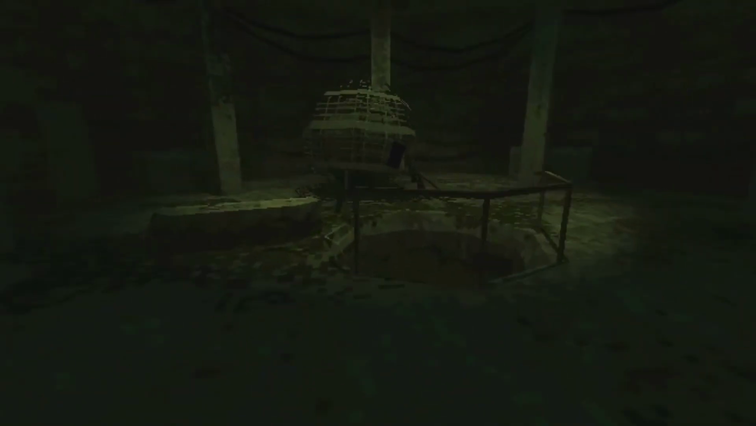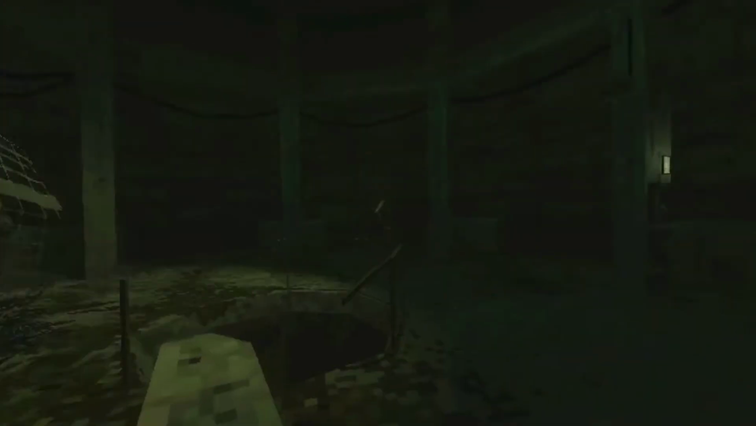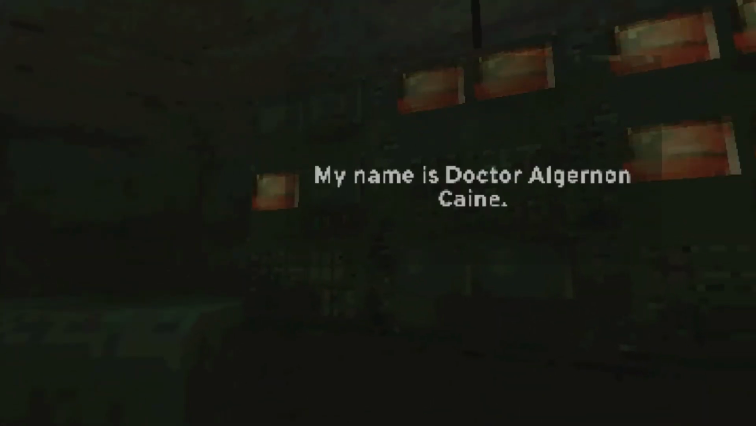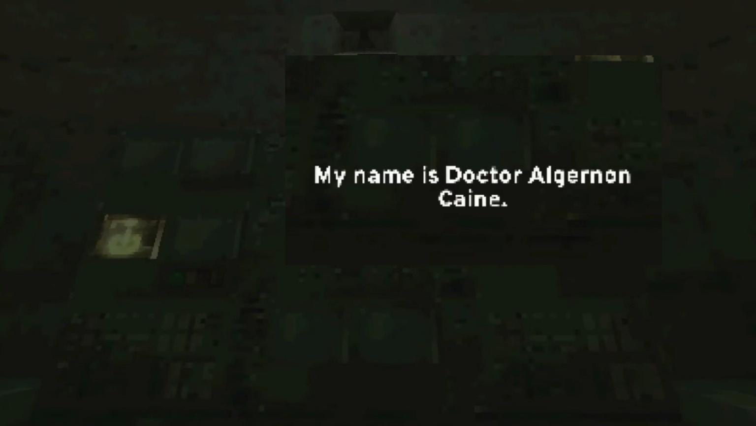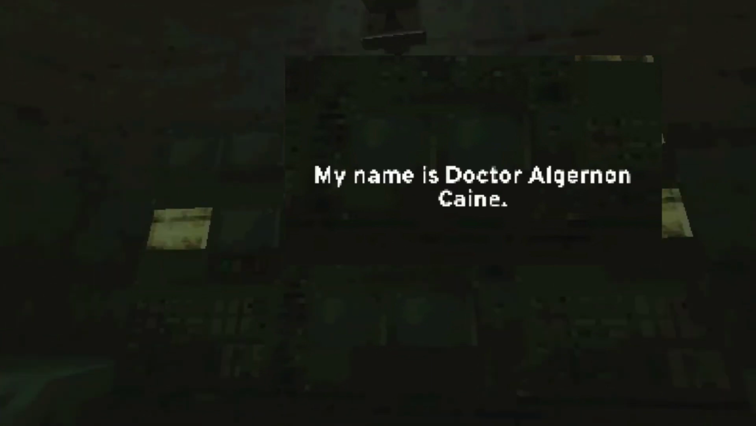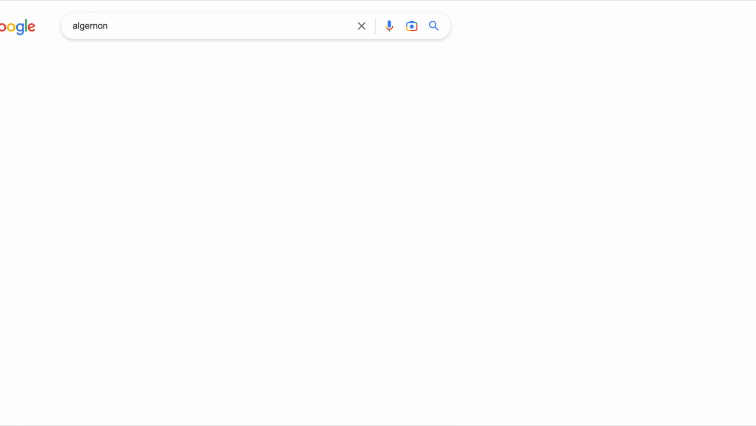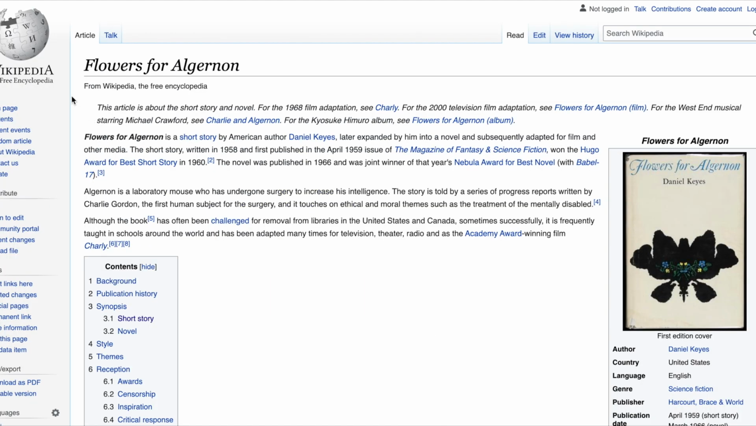And I think I found out something pretty interesting about the name they gave this character, and I think they named this character strategically to give us clues about what was going on, because the name is Dr. Algernon Kane, and they're the head of the power company. And when I looked up the name Algernon, one of the most prominent results was for this story called Flowers for Algernon, which is a short story that was written in 1959 by Daniel Keyes.